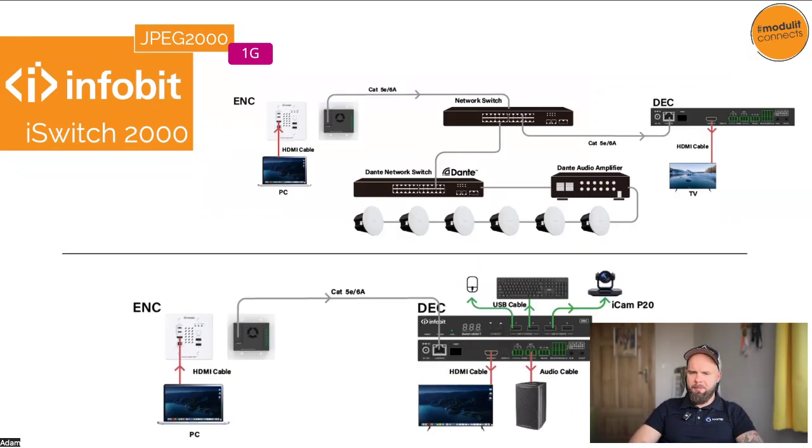Interesting part about it, it's actually, let's call it more advanced integrations, where we have, for example, a hotel scenario with a couple of Dante speakers, a couple of microphones, a camera for video conferencing, and here we can actually just use iSwitch 2000 products to integrate everything. Even the camera signal back, it's here, it's working.